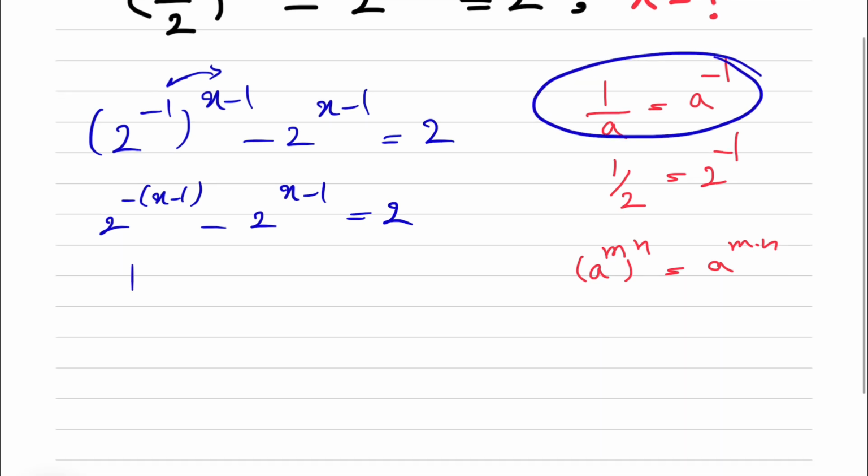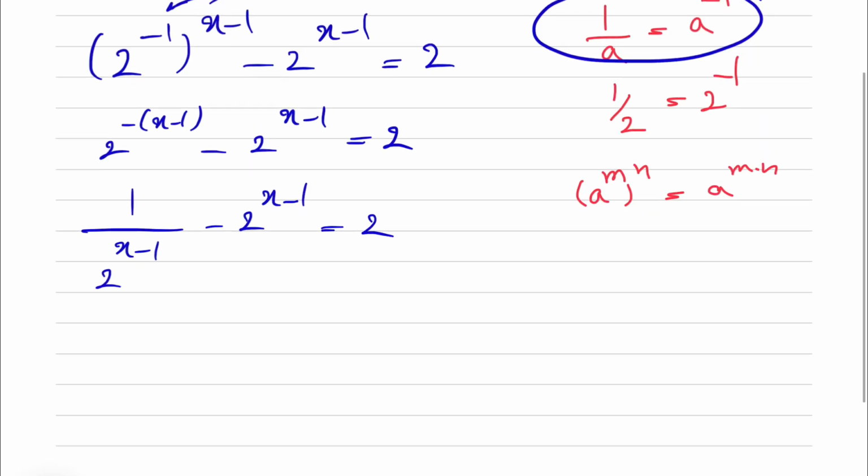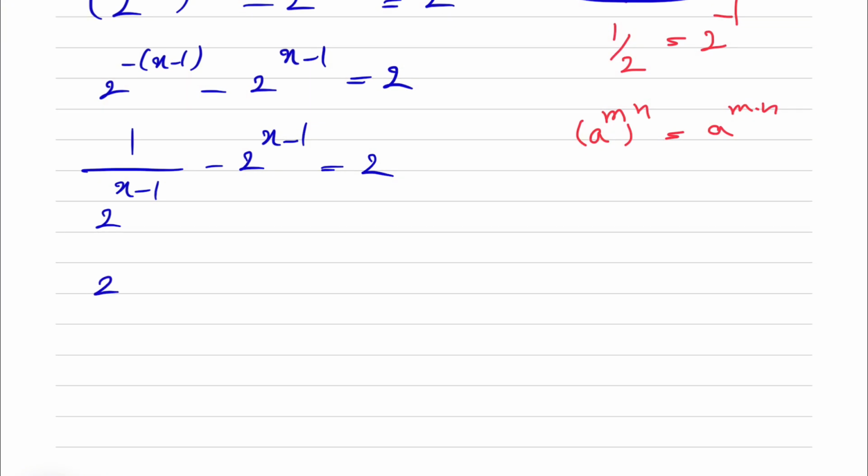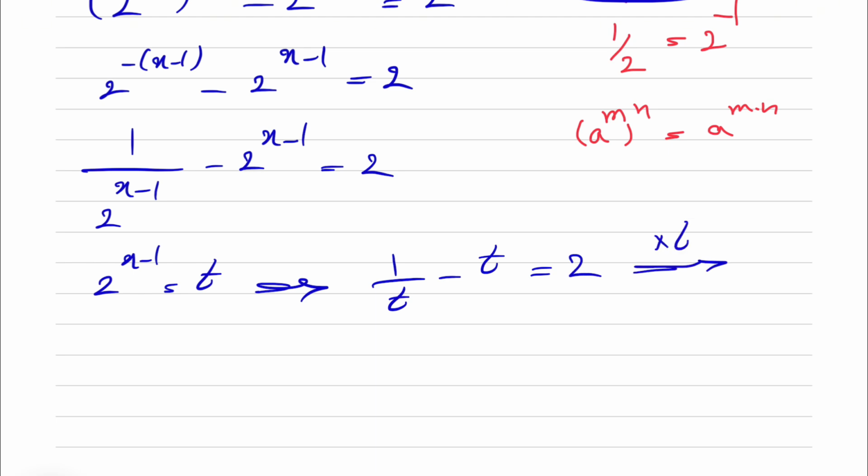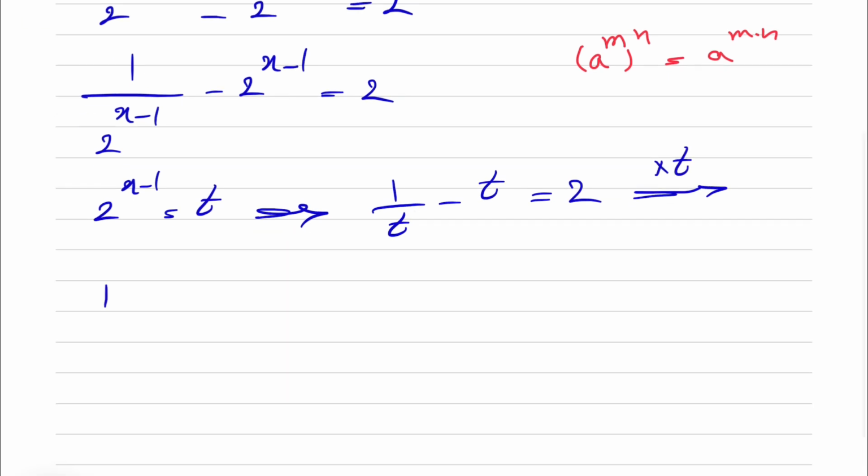Now we can use this. So this time this will be equal to 2 to the power of minus (x minus 1) minus 2 to the power of x minus 1 is equal to 2. Now here we can call 2 to the power of x minus 1 t. And if we do that, our equation will turn into 1 over t minus t is equal to 2. So we're going to multiply each side of the equation by t. So the first one, we get 1 minus t squared is equal to 2t.